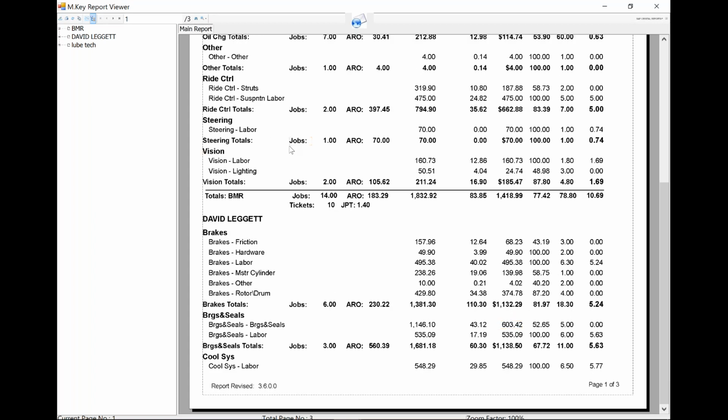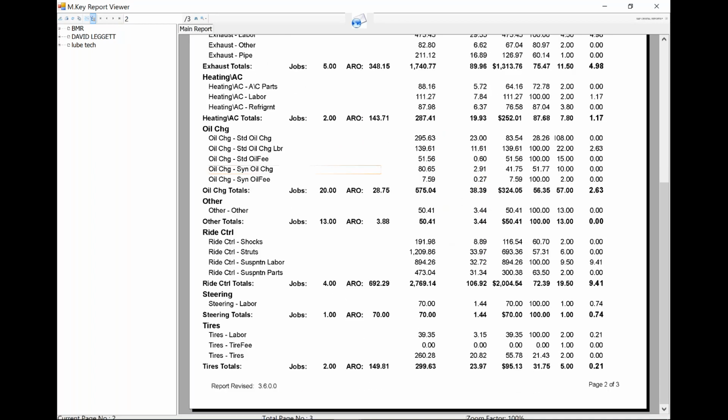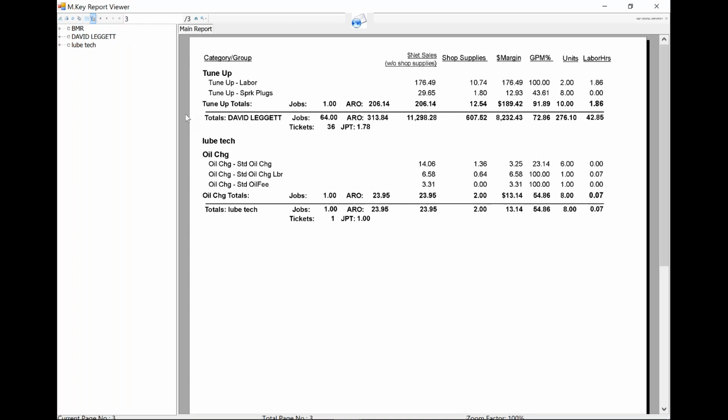And the difference between that and a good tech, or a highly productive tech, would be this figure right here. This gentleman, for that 7-day period, brought in $11,000. He worked on 36 cars. His jobs per ticket is 1.8. And after we paid all the parts, we still had $8,000 left over. This is simply the difference between a productive tech and one that's not.